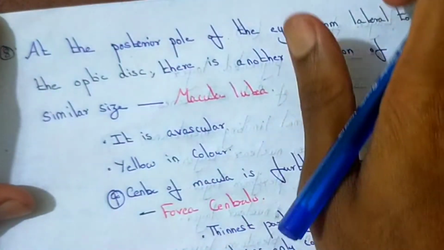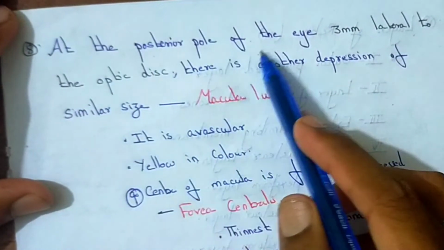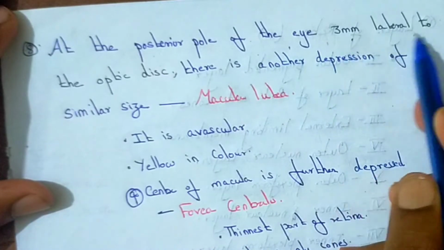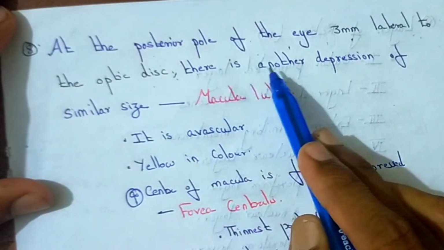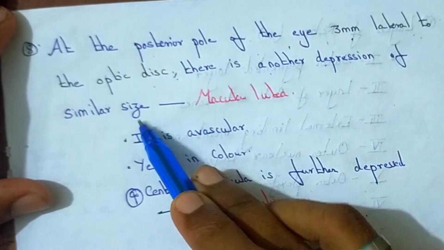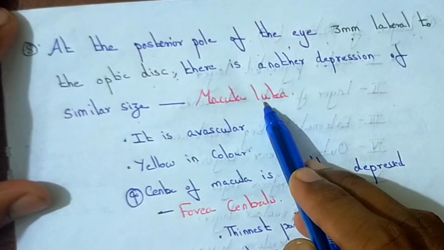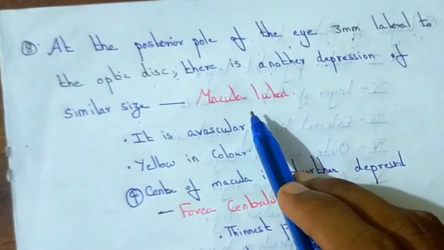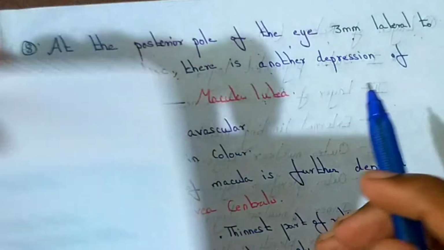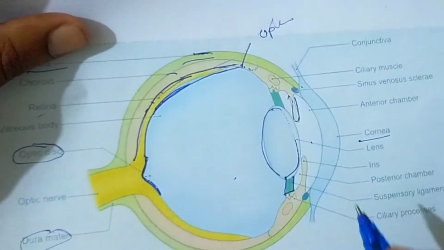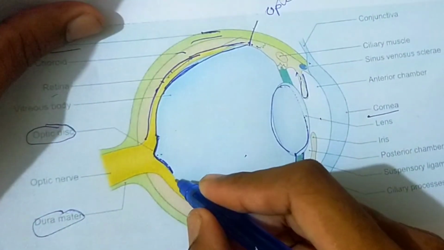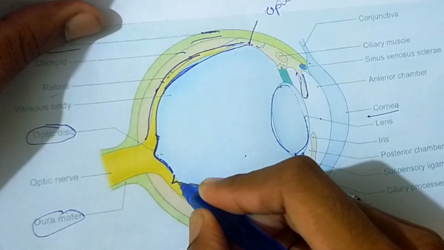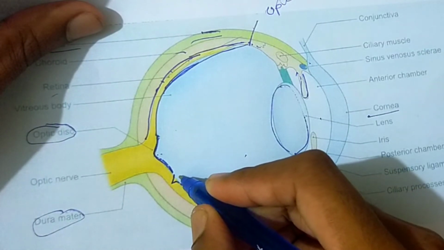Next, at the posterior pole of the eye, 3 mm lateral to the optic disc, there is another depression of similar size called the macula lutea. You can come to this picture again. You can see a depression here. This portion is called the macula lutea.